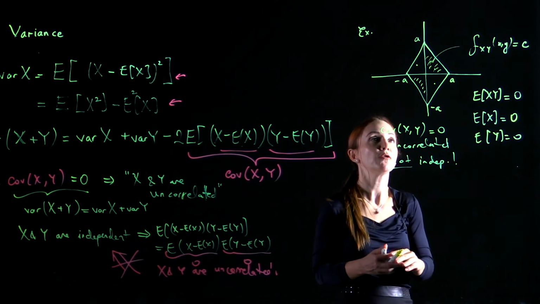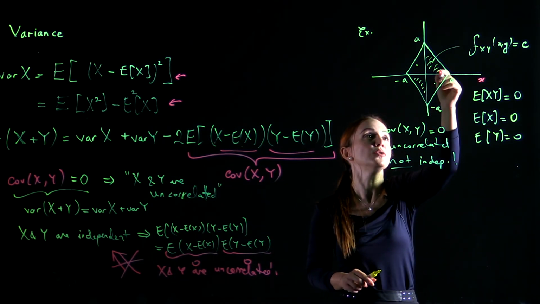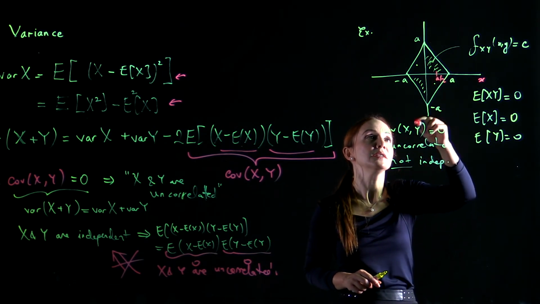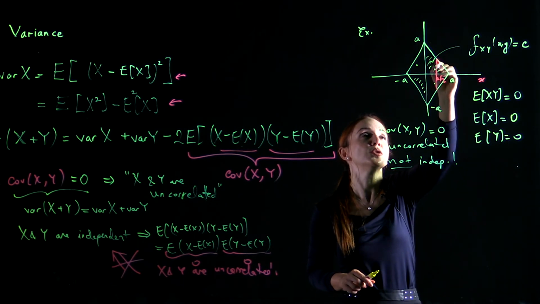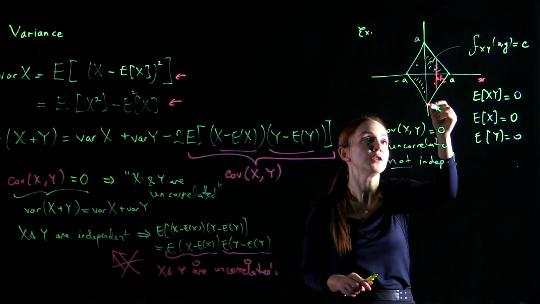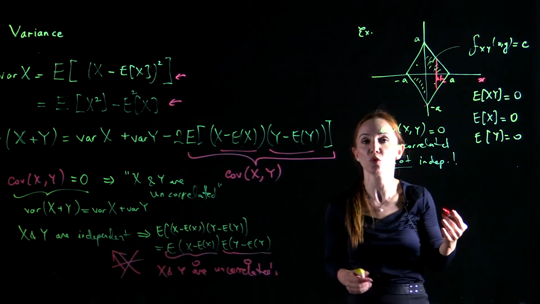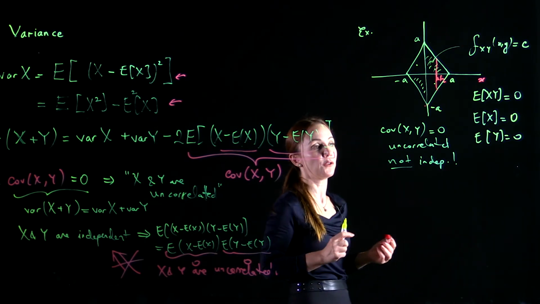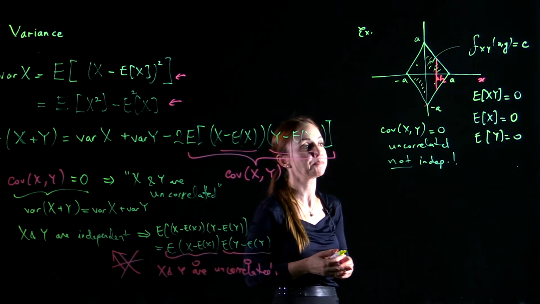but they are not independent because, for example, if X takes the value a over 2, Y can take values from negative a over 2 to a over 2. But if X takes the value 0, Y can take values from negative a to a. So the distribution of Y is influenced by the value that we set for X. That counterexample shows that they are not independent.